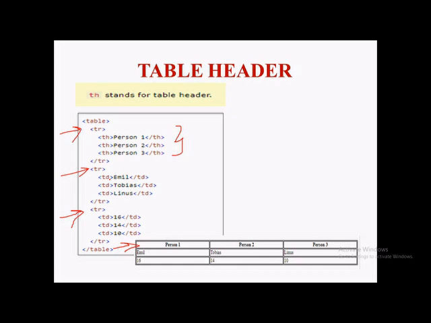ML, Topias and Linus. After that, the content 16, 14, 10 will be written in the next row. So this is how we can display the table in the browser.